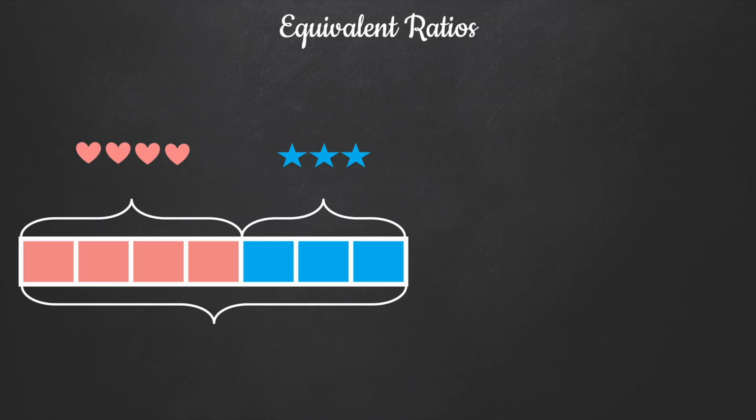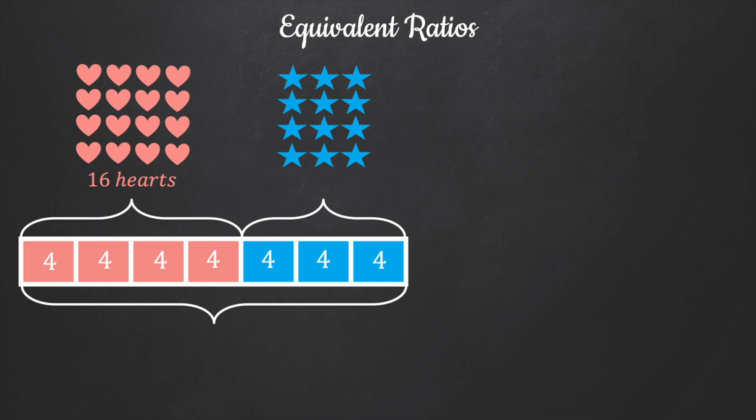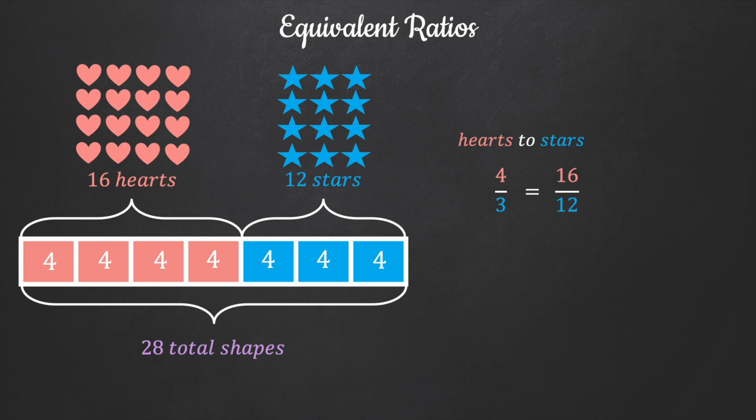Now we're going to take our ratio and quadruple it. So now we're going to have 16 hearts, 12 stars, and 28 total shapes. Our original ratio of hearts to stars was 4/3. And once we quadrupled it, now we have 16 hearts and 12 stars. Remember, this is like finding equivalent fractions, except these are just equivalent ratios. And then we could also write our new equivalent ratio using a colon and the word "to."